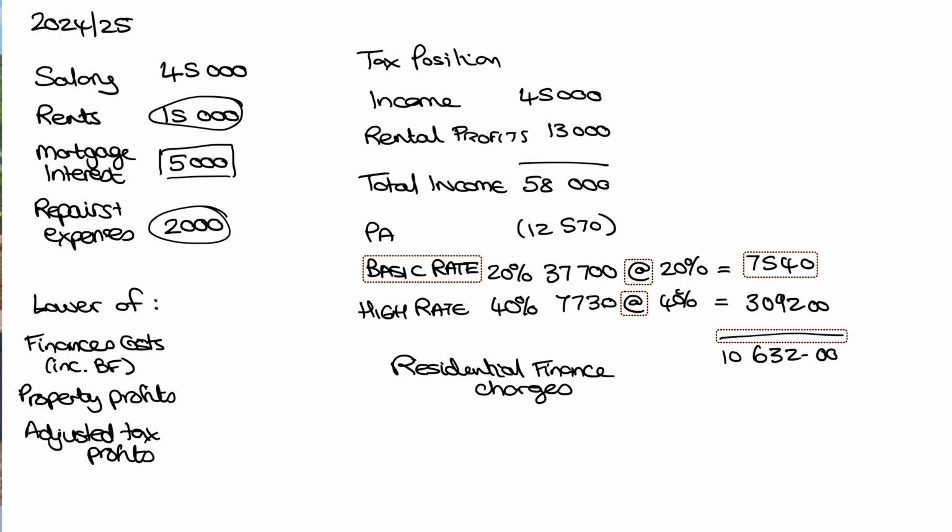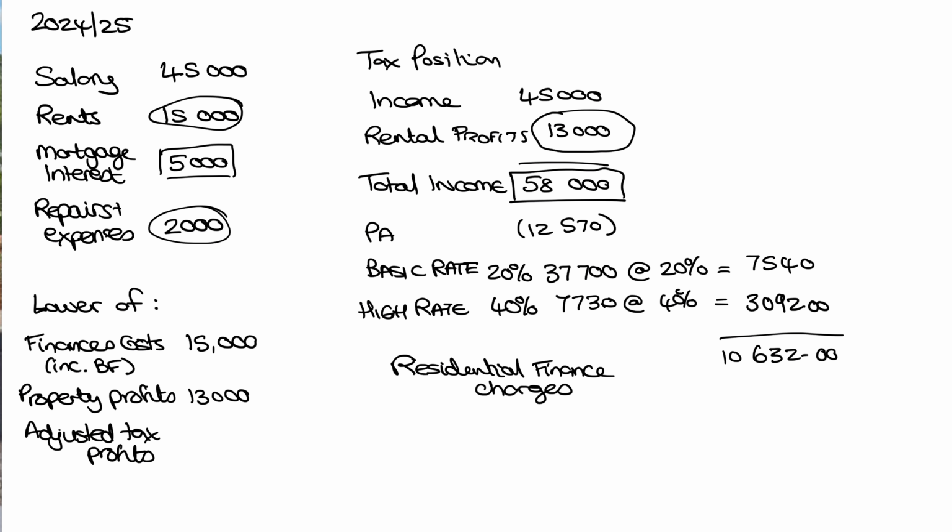So our finance costs are going to be 5,000 in the current year, and we've also got those 10,000 brought forward. So that means this figure is actually going to be 15,000 because we've not used some in the past. We also have our property profits, which are going to be from over here at 13,000. And then our adjusted tax profits are at 58,000 that we've got in the middle. So we're now going to select which is our lower one, which, as you can hopefully tell, is our 13,000.